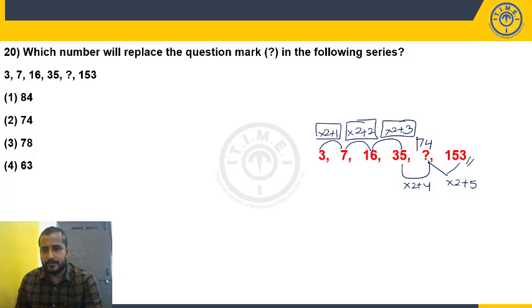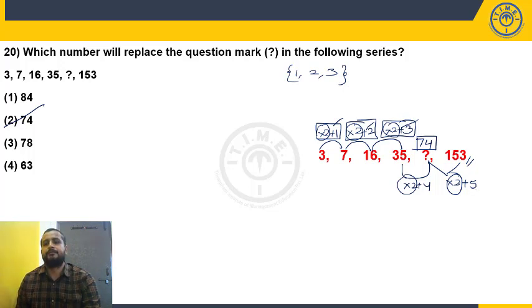Perfectly matching. So 74. You may ask, sir, why are you taking 4 and 5? See, the number which I am multiplying is 2 every time, so there is no change in that number. But the numbers which we are adding are 1, 2, 3. As a clue, it is given 1, 2, 3. When are we going to get 1, 2, 3 consecutively? Only natural numbers. So next will be 4, 5. 74. So choice 2.